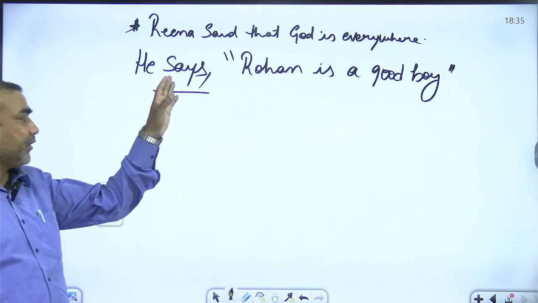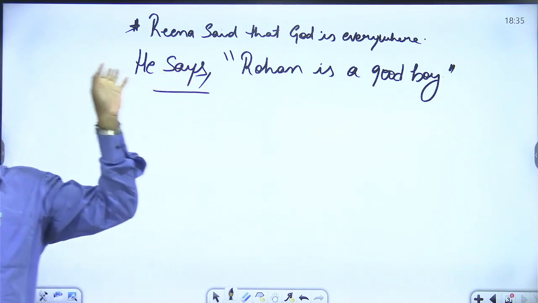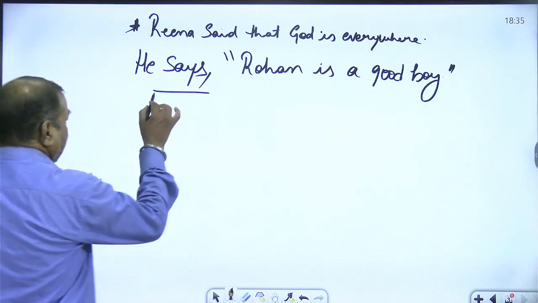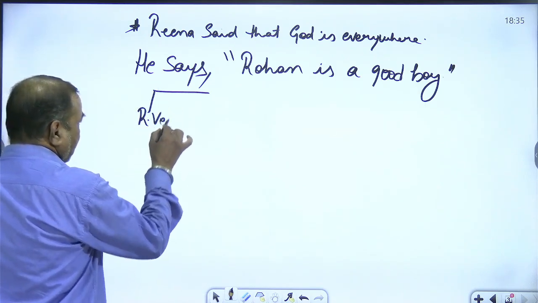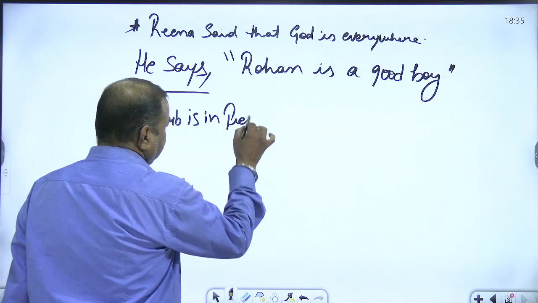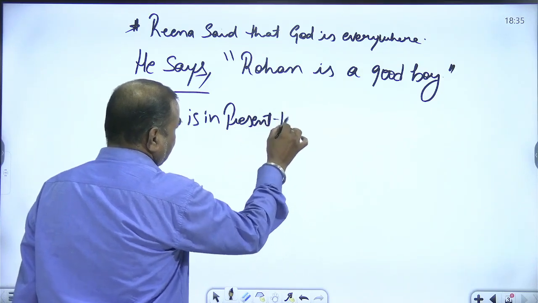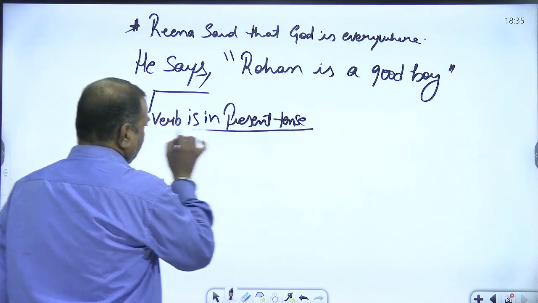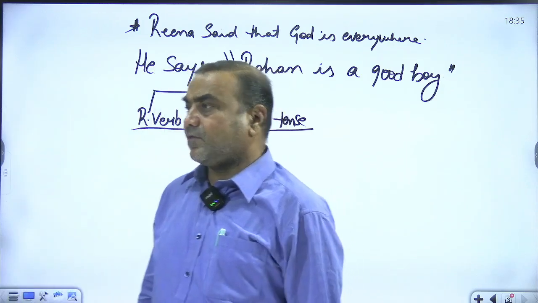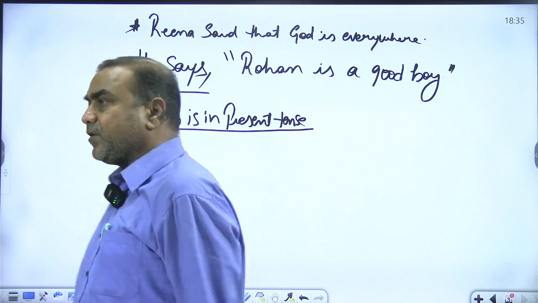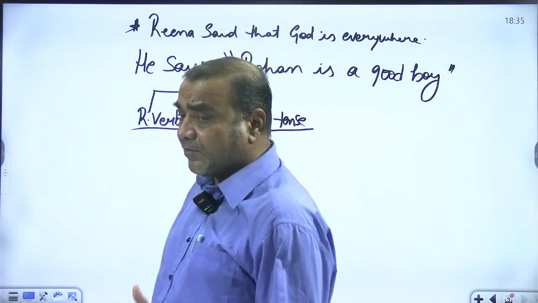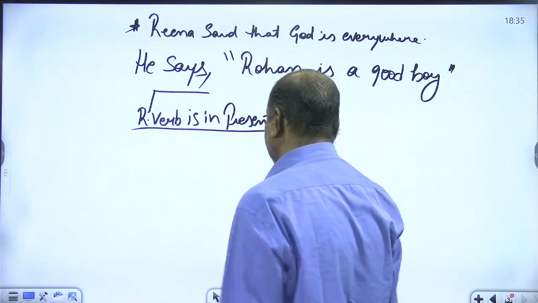here your reporting verb in place of said it has become says, means it is in present tense. Your reporting verb is in present tense. So what happens when the reporting verb is in present tense? Again, when the reporting verb is in present tense, जब reporting verb हमारा present tense में होता है, तो फिर से the verb in the reported speech will not change at all.